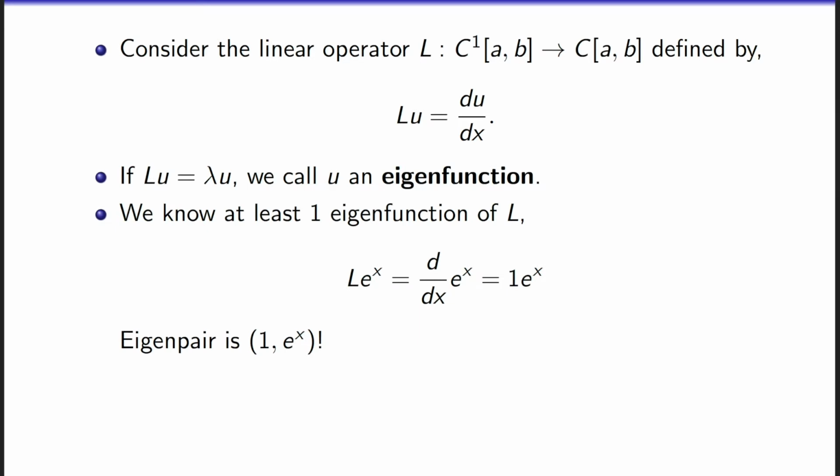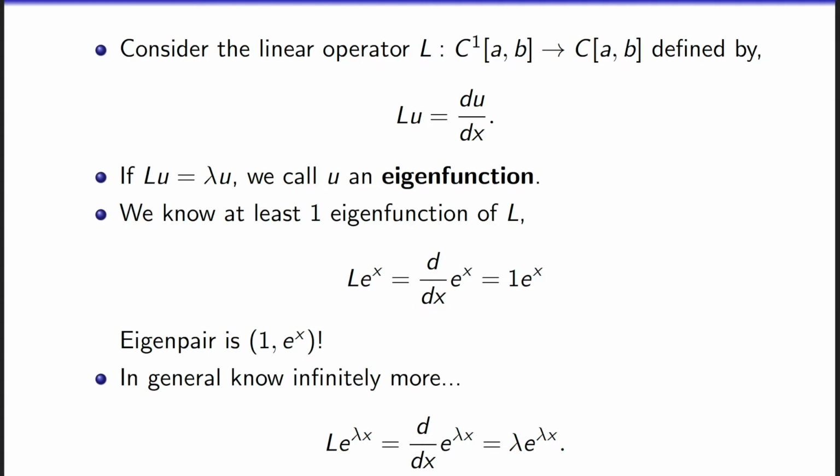So one such function is the natural exponential function, e to the x. This, in fact, will give us e to the x back after we differentiate. So it has an eigenvalue of 1. So L has an eigenpair, which is an eigenvalue 1, and an eigenfunction, e to the x.